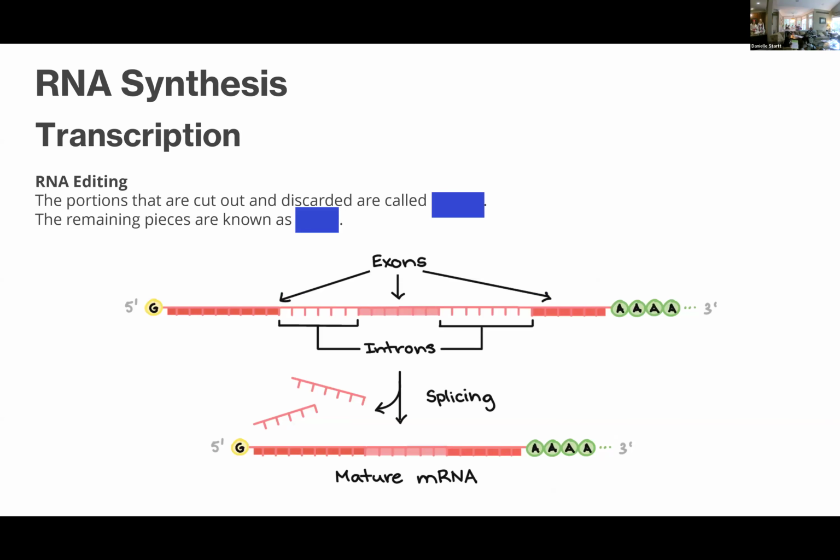And then there's editing. So this is what we talked about that I said is a little more complex. So RNA editing, portions that are cut out and discarded, what do we call them, Caitlin? Yeah, we call those introns. These are portions we're going to get rid of. See them right here? Chop, chop. We don't care about them. The remaining pieces are called, oh, Ridley.